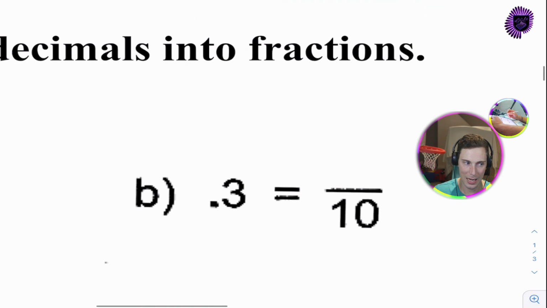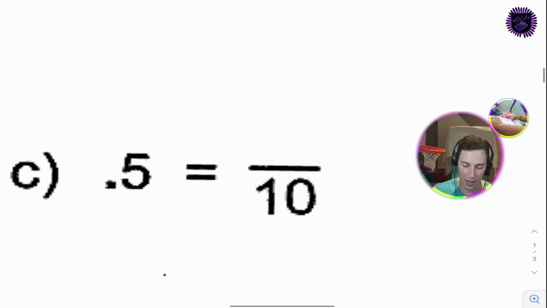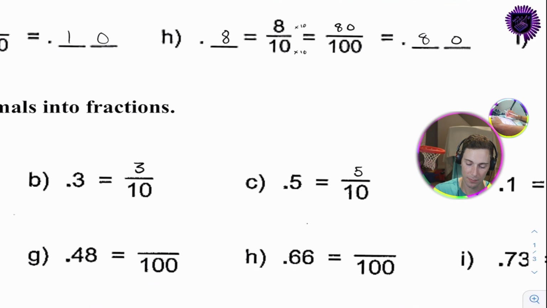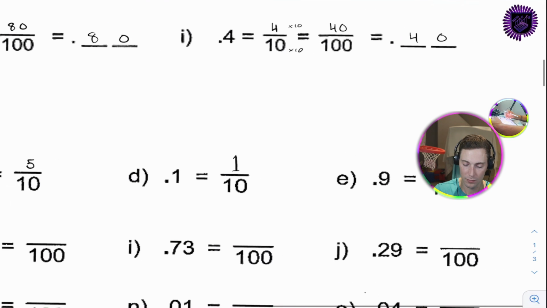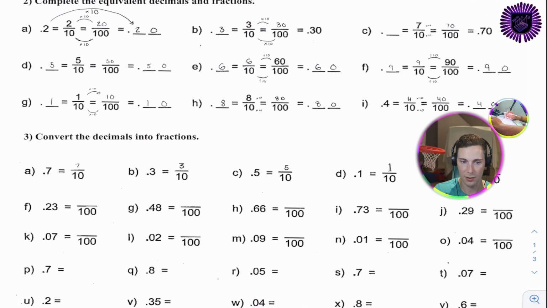3 tenths. This is going to be 3 tenths. 5 tenths. Right, this is 5 tenths. This is our tenths place value. 5 tenths. 1 tenth. It's going to be 1 over 10. 1 tenth. 9 tenths. 9 over 10. This is easy. Cruising through this.